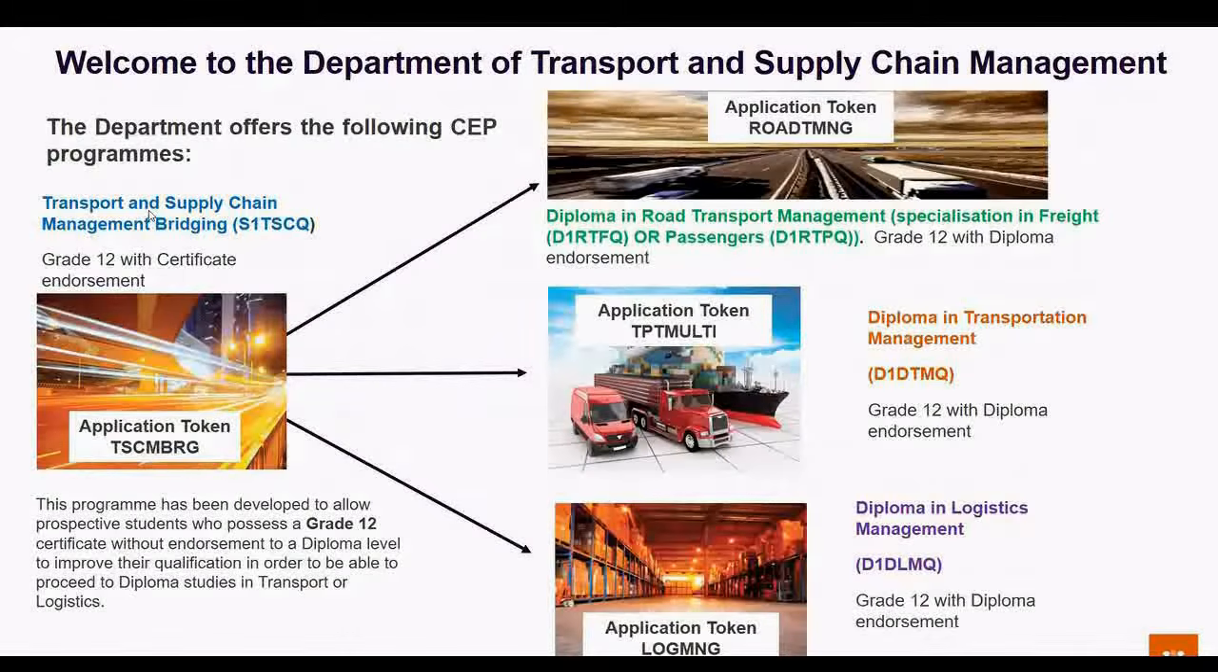Indicated in blue, Transport and Supply Chain Management Bridging. Indicated in green, the Diploma in Road Transport Management Specialization in Freight or Passengers. Indicated in maroon, the Diploma in Transportation Management, and indicated in purple, the Diploma in Logistics Management. Reasons to study a continuing education program.